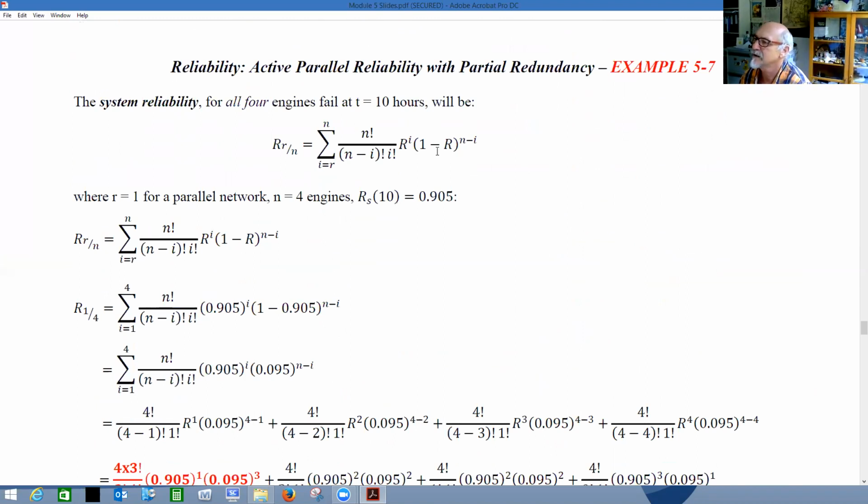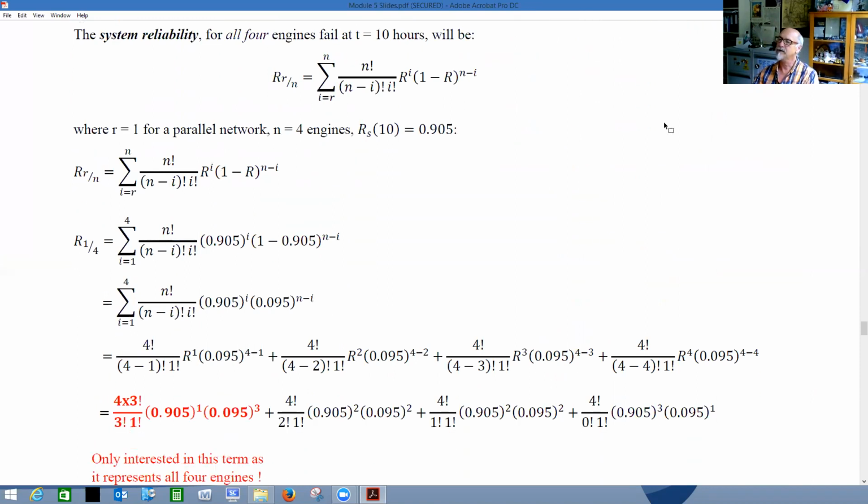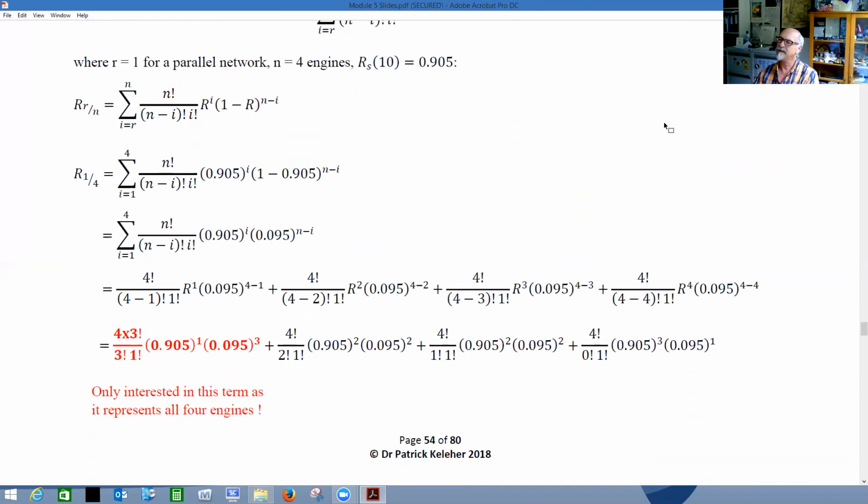So here, we're using that formula. Our time is 10 hours. We're using a parallel network, so R equals 1. So we're going to start from i equals 1 to n, as we see here. And then, of course, we've got 4 engines, and we've figured out that R_S equals 0.905. So if we generate this little formula, this is actually coming from the binomial probability distribution. So that's the general form for a binomial probability distribution, and we can multiply that out, and again we get 1, 2, 3, 4 terms.